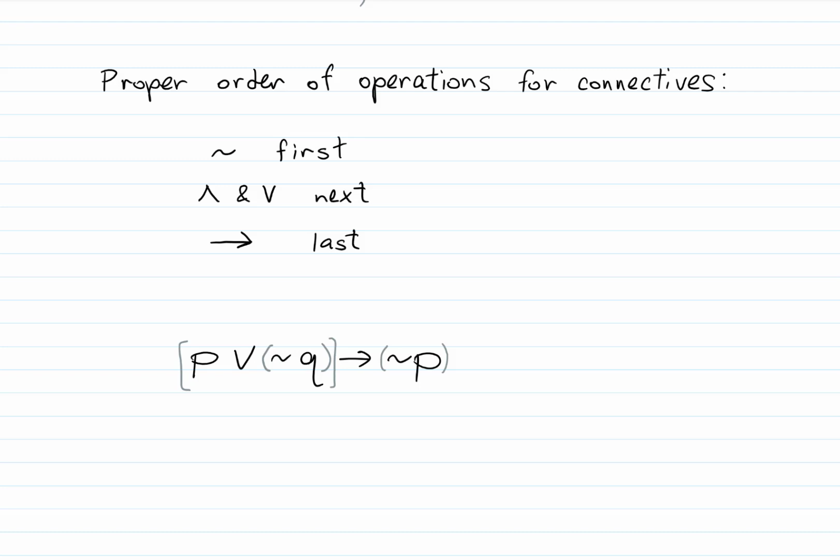And so that's how it goes. Okay? So you have the disjunction of P and the negation of Q is implying the negation of P. Okay?